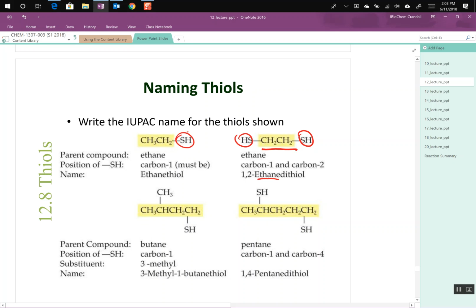Here's just one thiol, on ethane also. So it's on carbon 1. It has to be either way. Doesn't matter which one it's on. Okay, so that's just going to be ethane thiol.